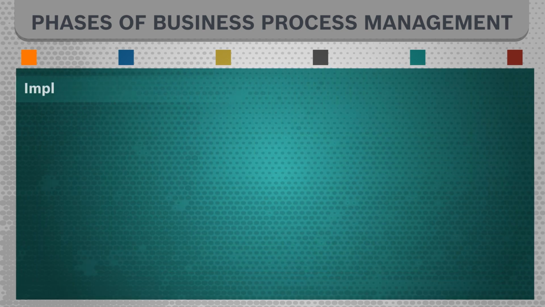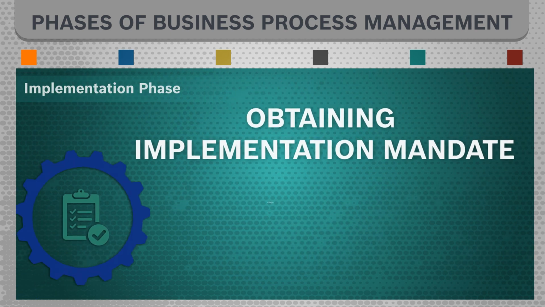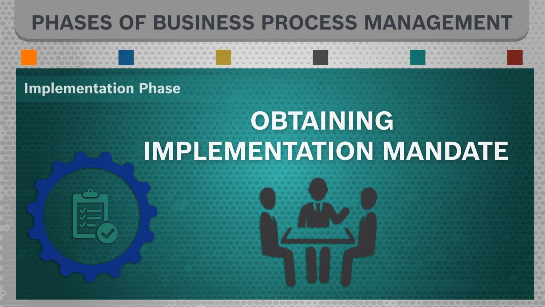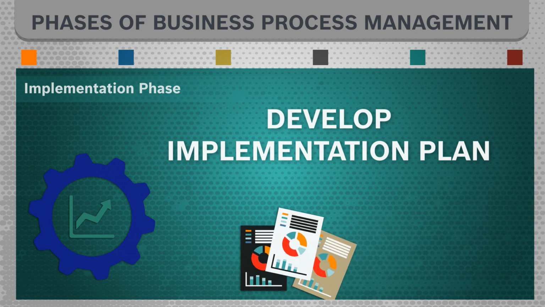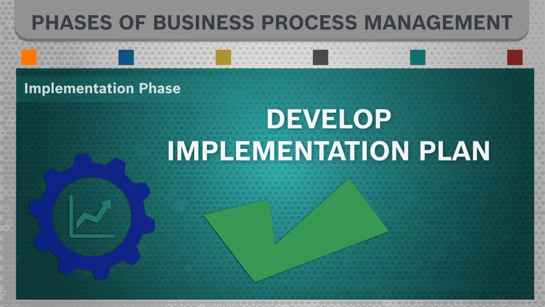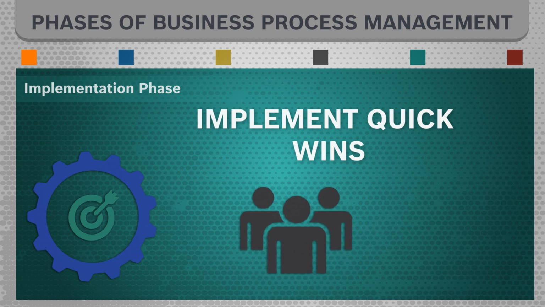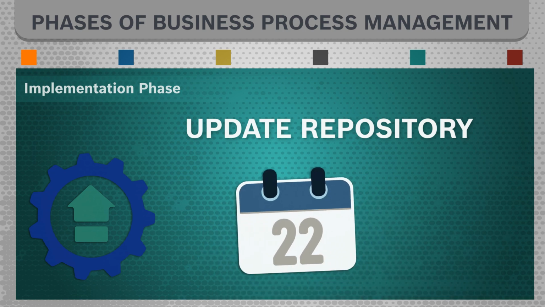Phase 5, implementation phase. In this phase, you transform the process by first obtaining implementation mandate from the relevant decision-making authority in the institution. Develop implementation plan, which indicates who needs to do what, by when, to install the newly designed business process, with approximate milestones needed to be developed and approved. Then, you implement quick wins. Process implementation is the responsibility of the various business process and sub-process owners. Update repository to ensure that all the information is up to date.